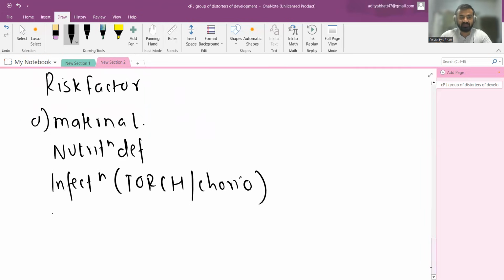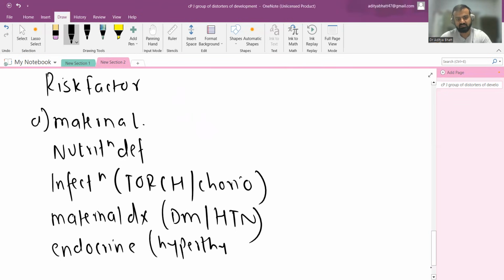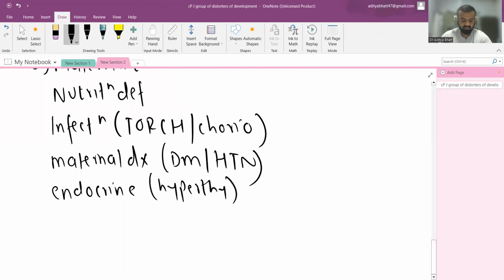The third cause is maternal diseases like diabetes mellitus and hypertension. Then endocrine involvement, which includes hyperthyroidism and even hypothyroidism. Then there are teratogens, like environmental teratogens, drugs that are teratogenic, alcohol, smoking, X-ray. So all those teratogens are involved.